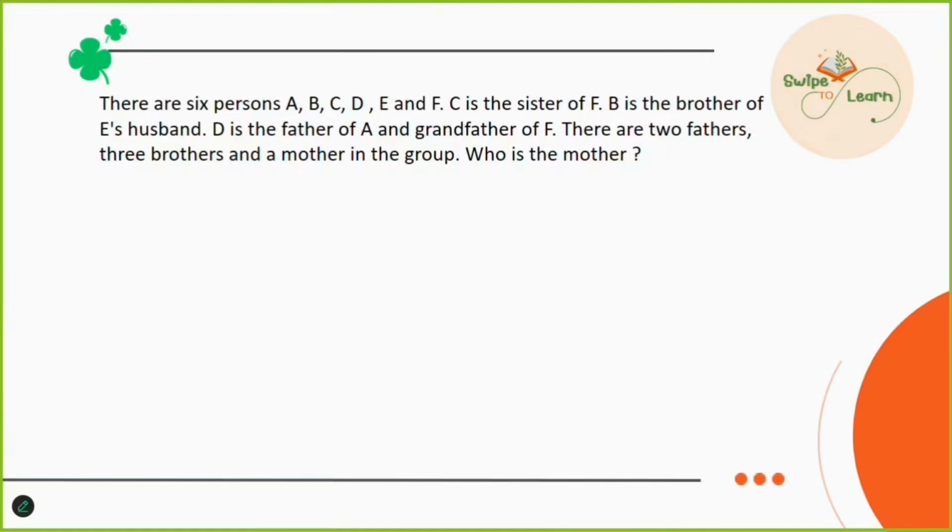Okay. There are 6 persons A, B, C, D, E and F. Okay. There are a total of 6 persons.